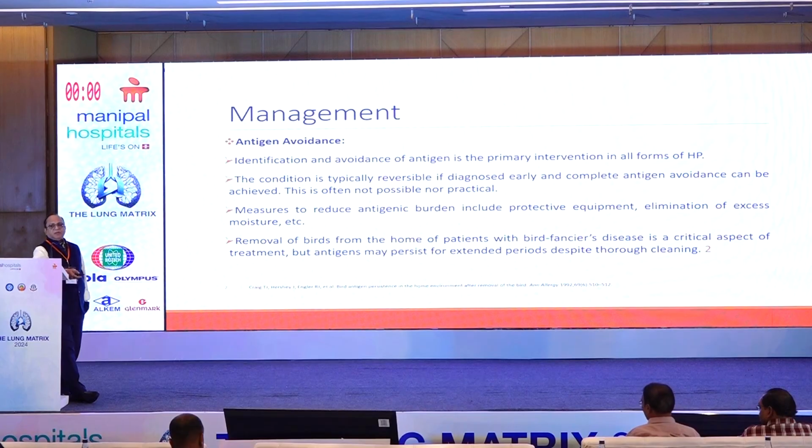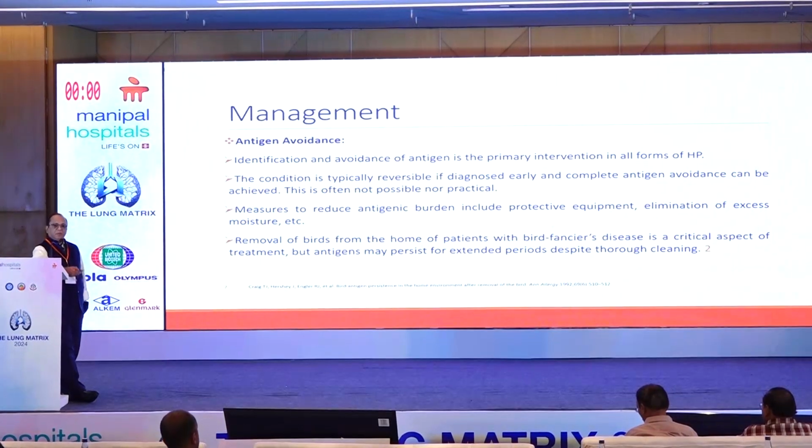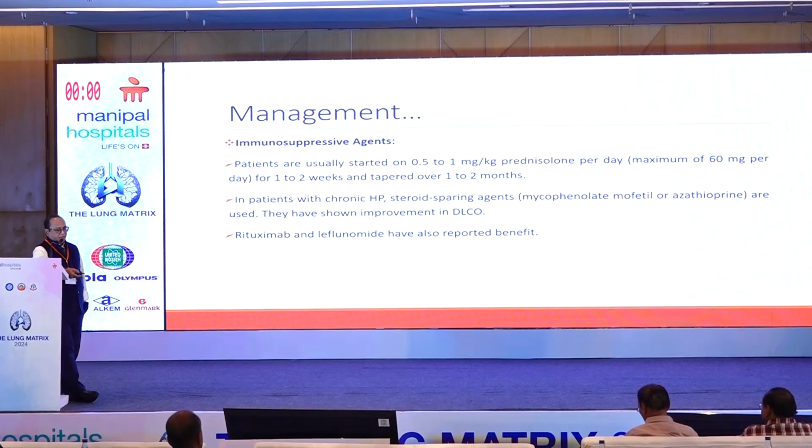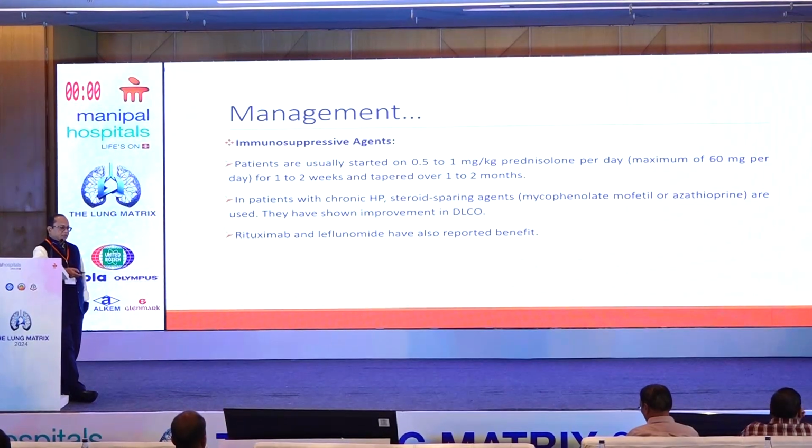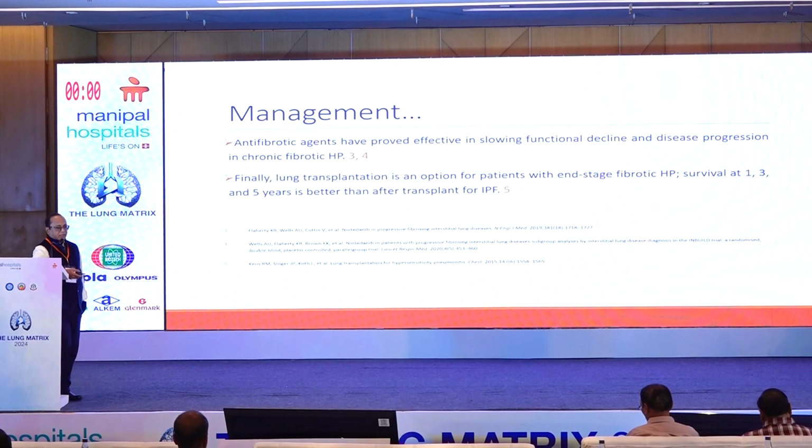So management, I am sure we all know, we are trying to suppress both arms of the immunity. Before that, avoidance is important. And generally, you give 4 to 6 weeks of immunosuppressive steroids. You can use MMF and other things. Rituximab has been used. Antifibrotic is not precisely evidence based.